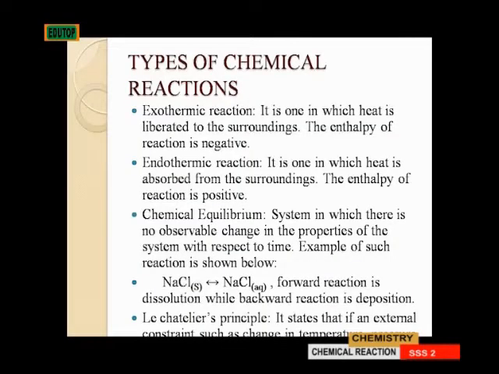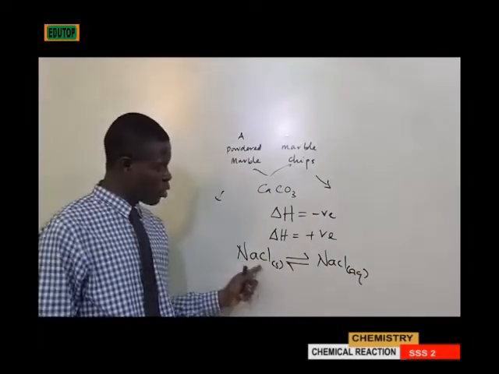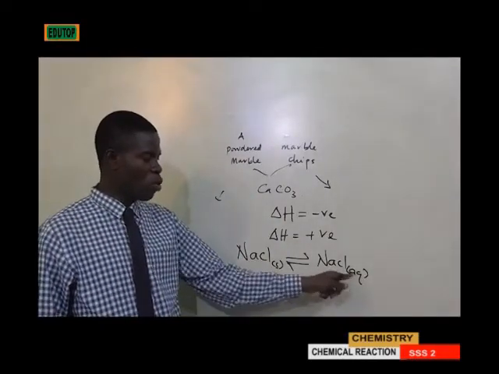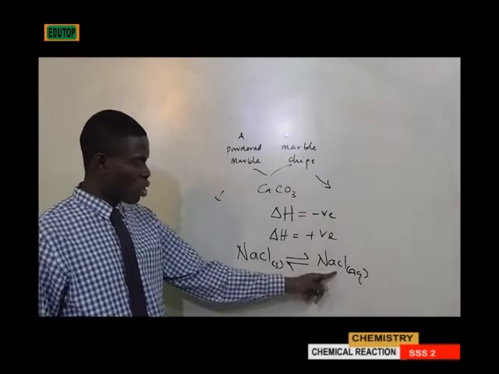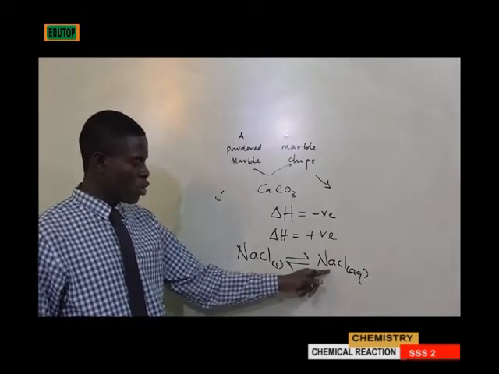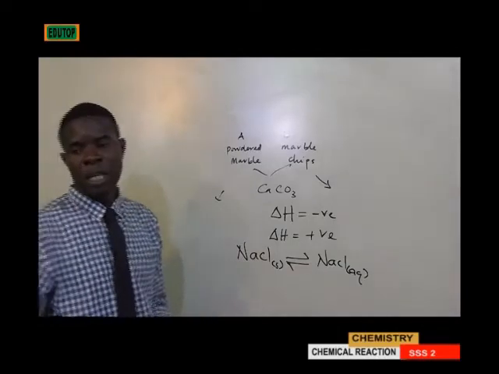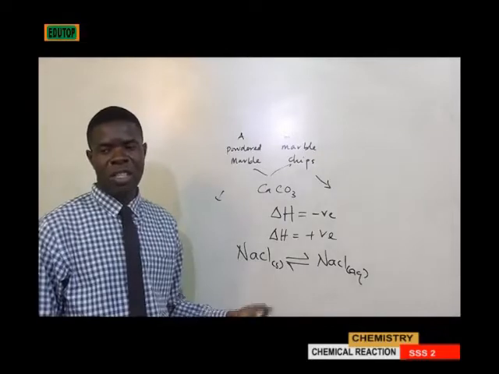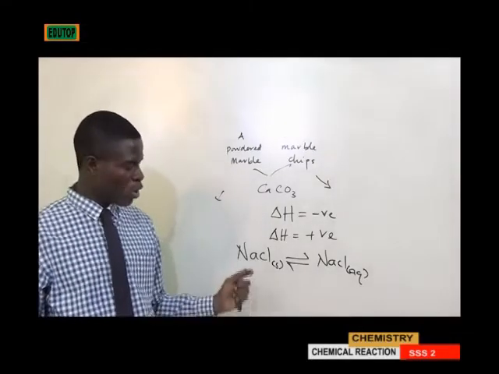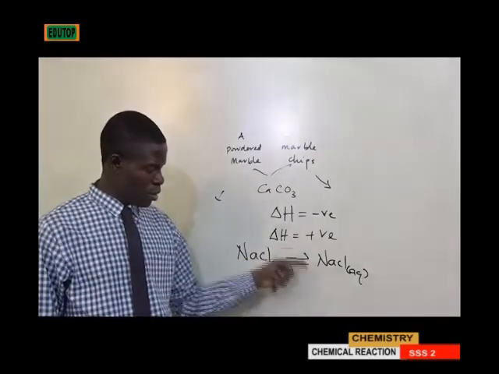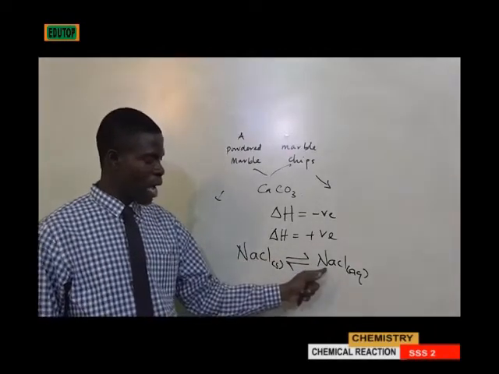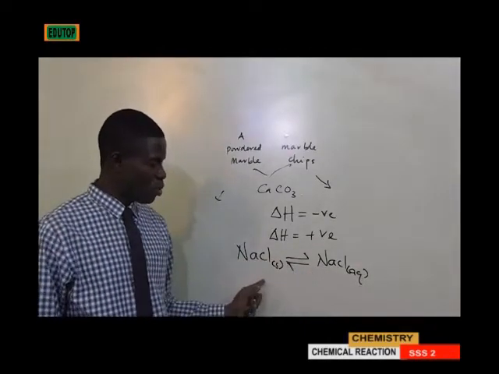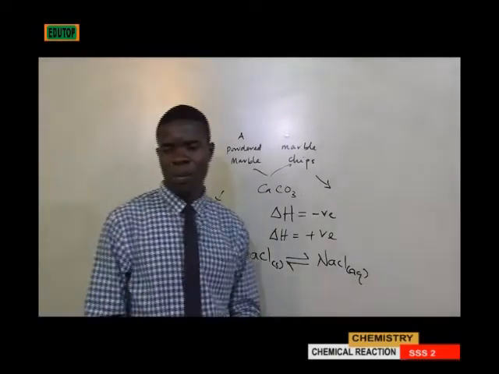The forward reaction is dissolution, while the backward reaction is deposition. When you dissolve this in water, you have sodium chloride aqueous. Then by deposition, that is, removal of water, you have sodium chloride solid. Such a reaction is said to be at equilibrium because it can be reversed. This can go to this by dissolution, and this can go back to this by deposition.